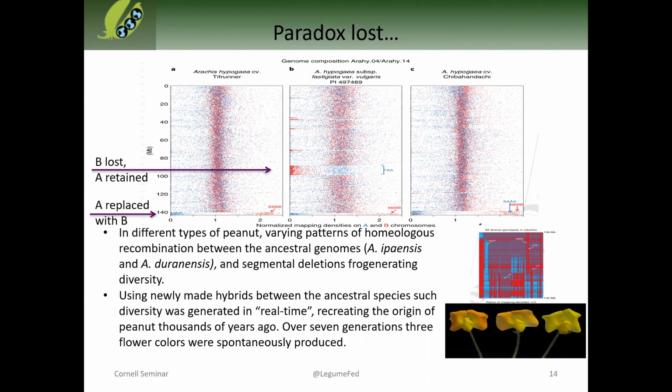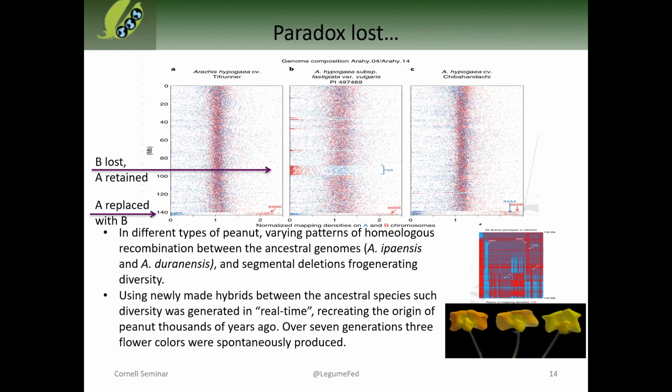So here we have the end of chromosome 14, I think it is, from a particular variety of peanut, a place where the B ancestral genome exists in two copies and the A has been replaced with it. And other regions where A has been lost and B has been retained, or the other way around. So essentially what seems to be going on to a large extent with peanut is that different patterns of this interactivity between the subgenomes are generating this type of phenotypic diversity.